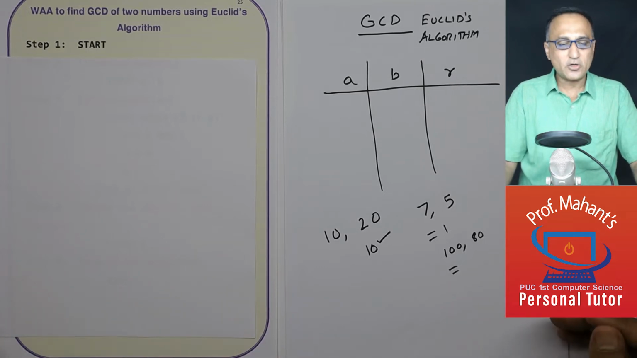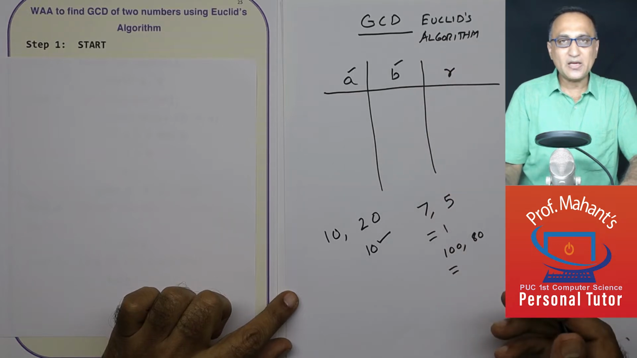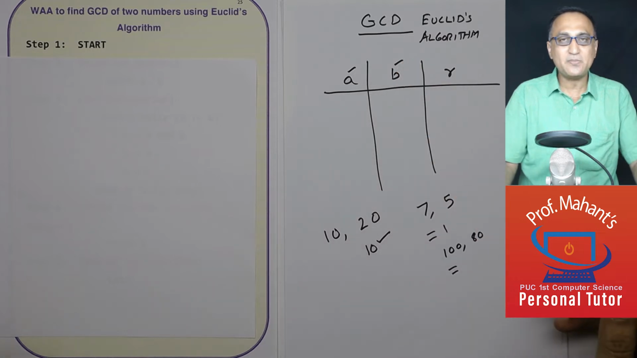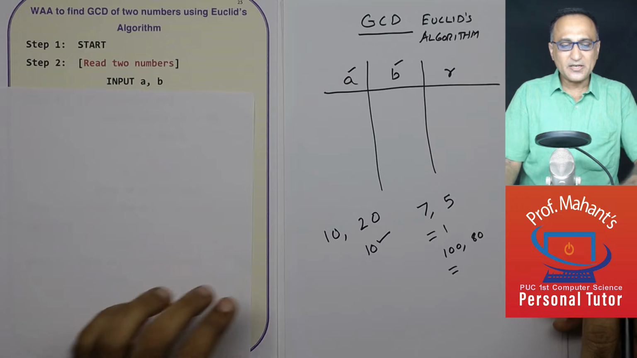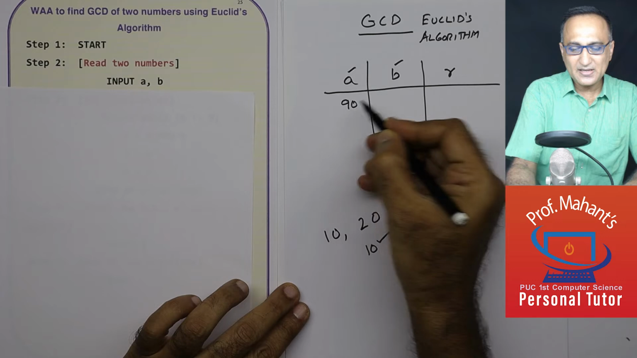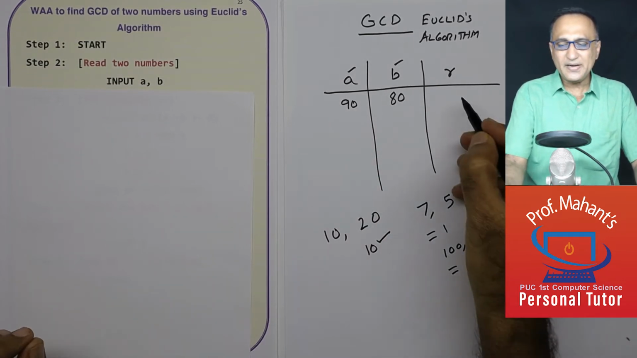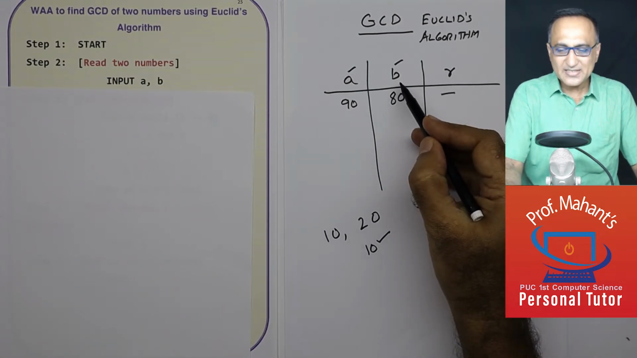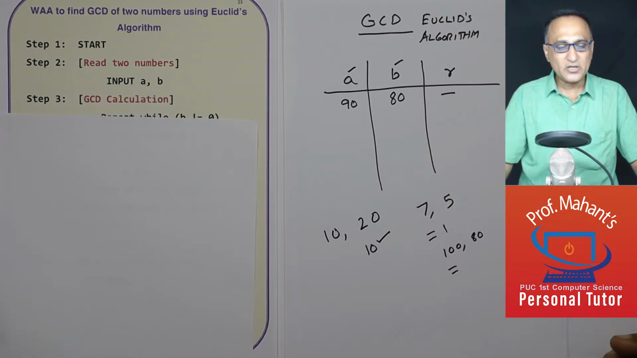Let's see how this algorithm really works. So we will read two numbers into A and B. For simplicity, we are assuming the bigger number is in A and the smaller number is in B. So first we are going to read two numbers, input A, B. Let us input the number 90 in A, and in B let's input 80. Now remainder doesn't have any value, it doesn't matter in the beginning. As long as B is not equal to 0, we shall continue to execute the while loop.